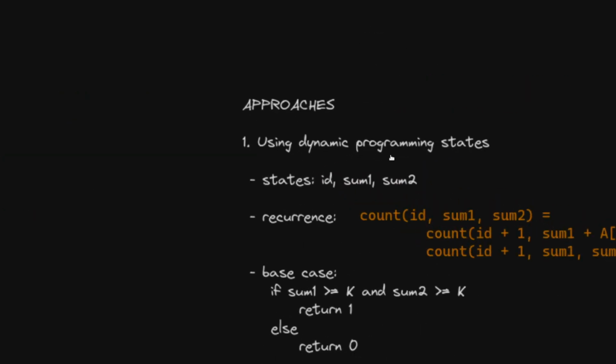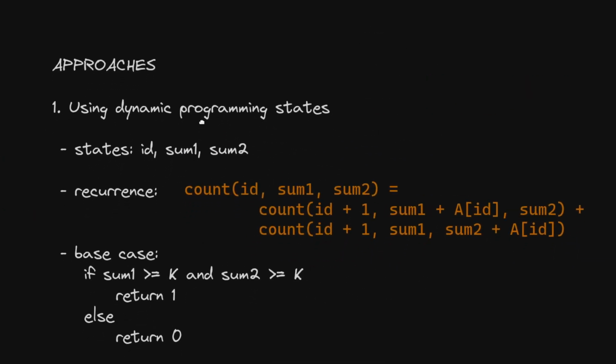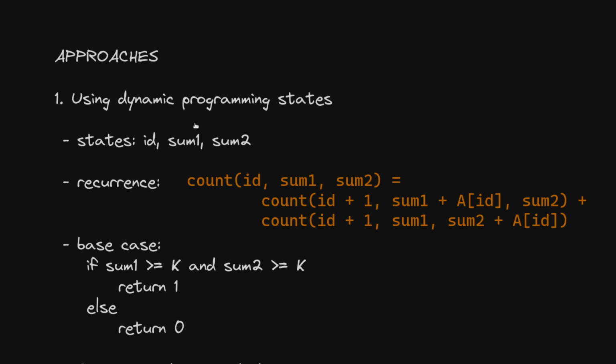Okay, let's go over some of the approaches. The obvious choice is to use dynamic programming, and with the following states, we are going to keep track of the index up to which we have processed the array, the sum of the first group and the sum of the second group. Clearly there will be two choices at each index: either include it in the first group or the second group, and the recurrence can be found using this relation. So this is a top-down approach.